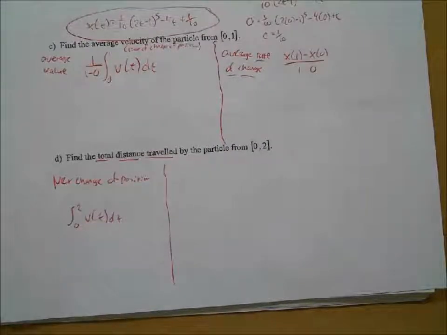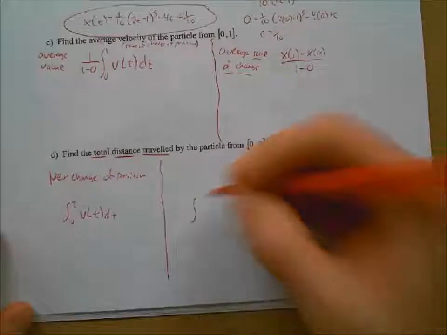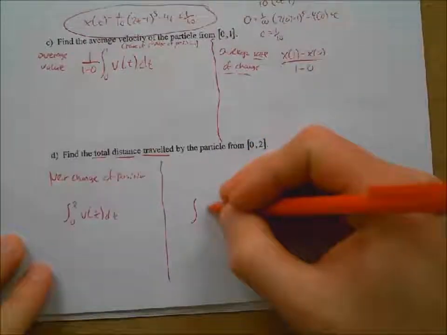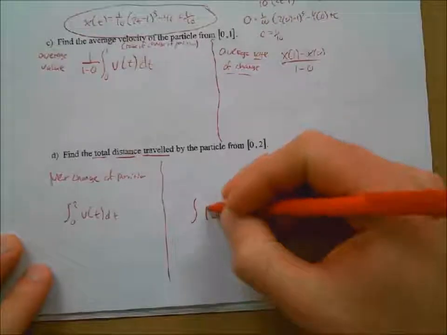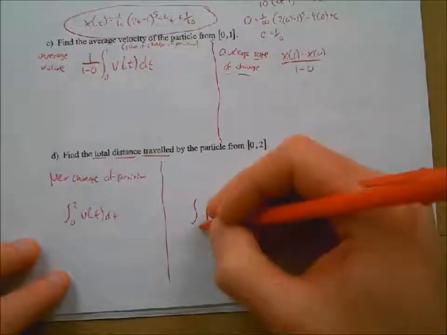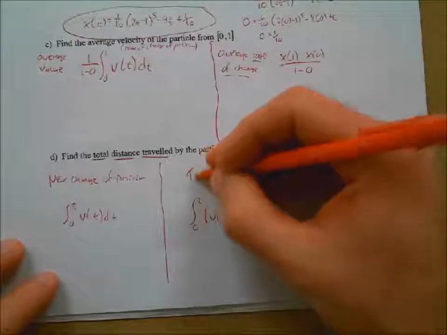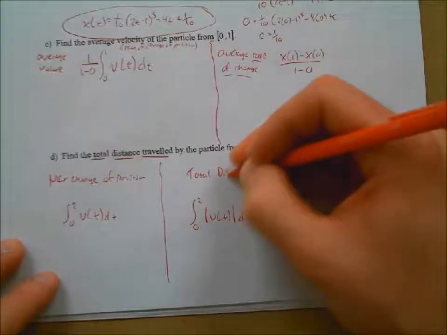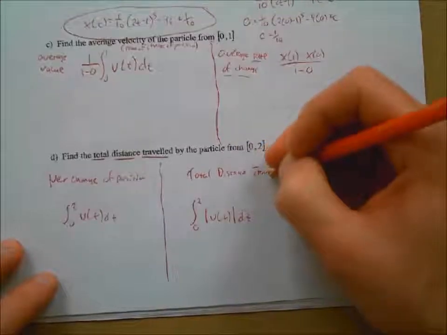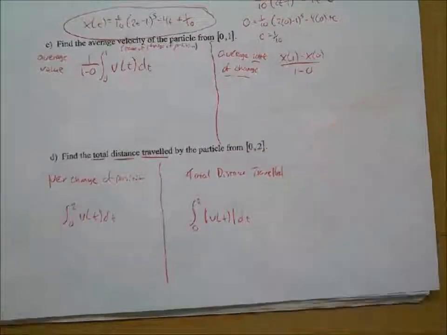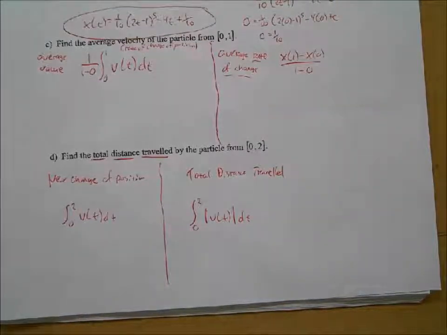Okay? Total distance traveled, though, if I moved left 1 and then right 1, my total distance traveled would be 2. Okay? 2 because we're counting that left 1 as a positive 1 unit, and then right 1 as a positive 1 unit. And so we want to integrate what here? The absolute value of the velocity to guarantee that all those negative regions become positive regions. Okay, so that's the total distance traveled, from 0 to 2.